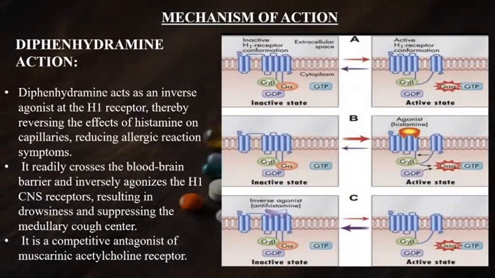Diphenhydramine action. Diphenhydramine acts as an inverse agonist at the H1 receptor, thereby reversing the effects of histamine on capillaries, reducing allergic reaction symptoms. It readily crosses the blood-brain barrier and inversely agonizes the H1 CNS receptors, resulting in drowsiness and suppressing the medullary cough center. It is a competitive antagonist of muscarinic acetylcholine receptor.